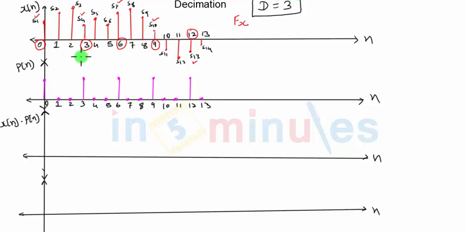That is simply because d is equal to 3 and we want to read every third sample starting from n equal to 0. If d was equal to 2, then we would have read samples at n equal to 0, n equal to 2, n equal to 4, n equal to 6, n equal to 8, and so on. If d is equal to 4, then we will read samples at n equal to 0, n equal to 4, n equal to 8, n equal to 12, and so on.